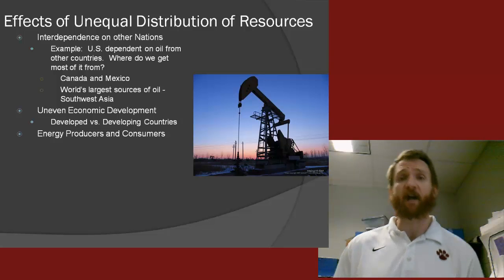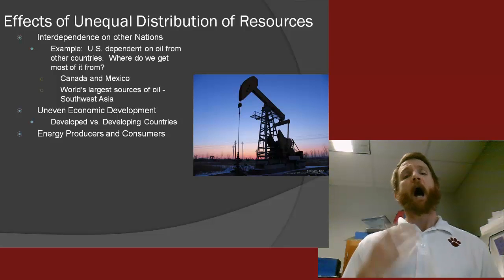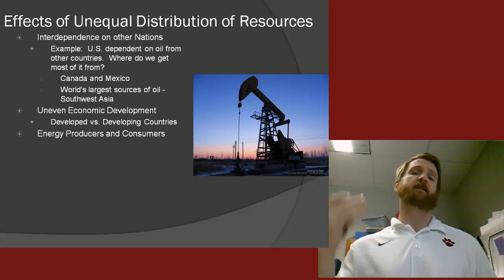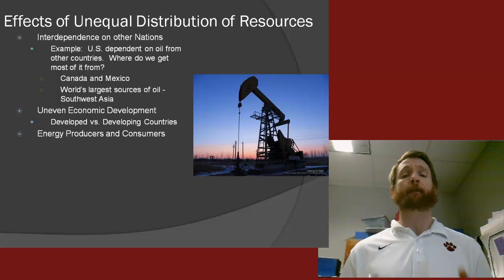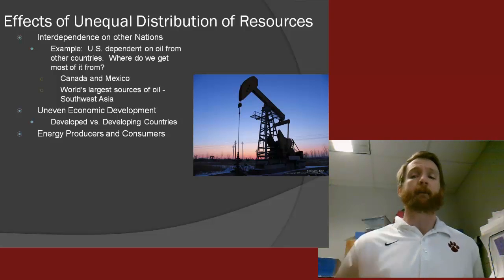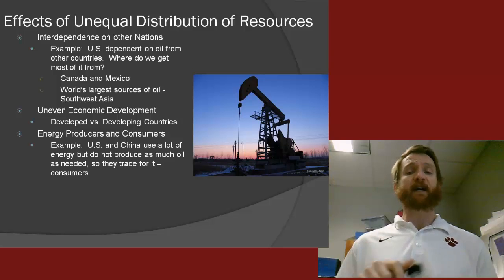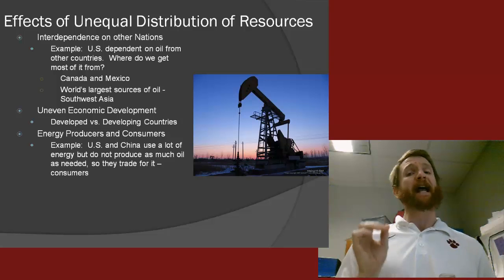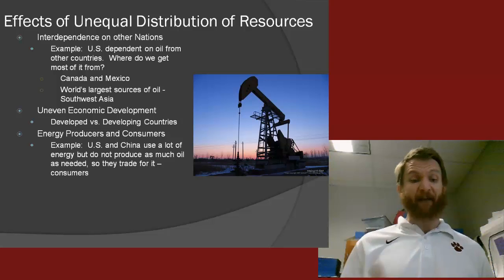Unequal distribution has also resulted in what we'll call energy producers and energy consumers. By energy producers, I mean places that produce energy resources, petroleum being number one, natural gas being another one. Those are things that make energy. Some places are energy producers, and some are consumers. The U.S. and China use a lot of energy, and because of that, we often have to trade for it. China, in particular, does not produce as much oil as it consumes today, and so they have to trade for it.